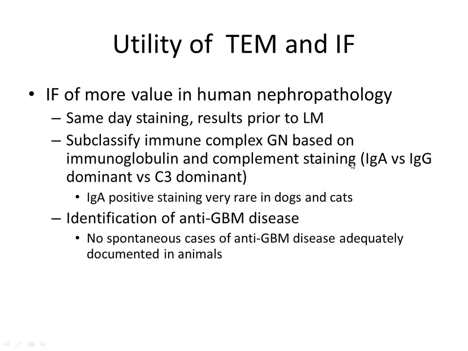So we may eventually start to see these kind of dominant phenotypes, and maybe they're breed-related or location-related or whatever, but I think we do need to do the immunofluorescence to make sure we're not missing any of these phenotypes of C3 dominant versus IgA dominant.